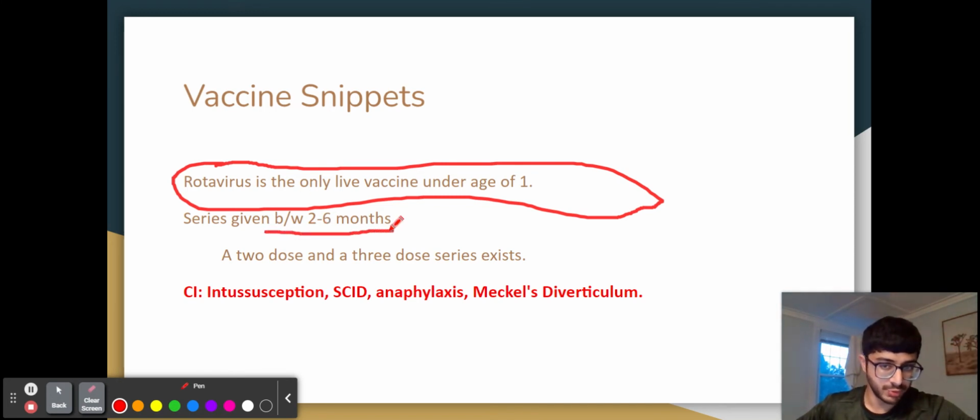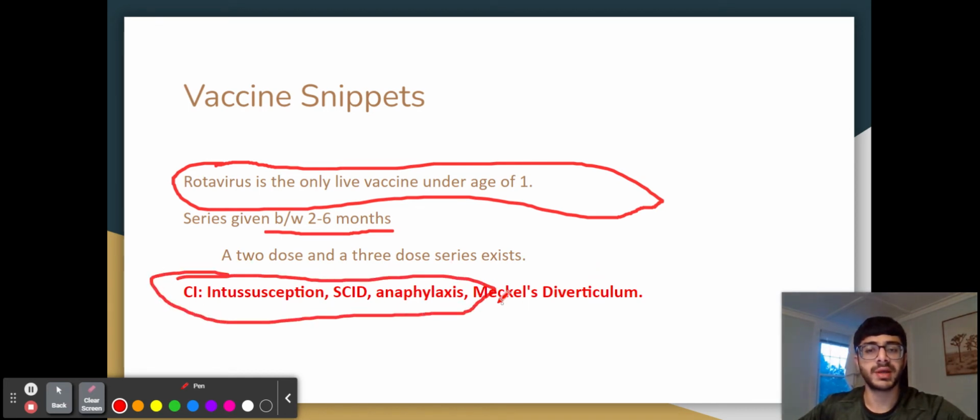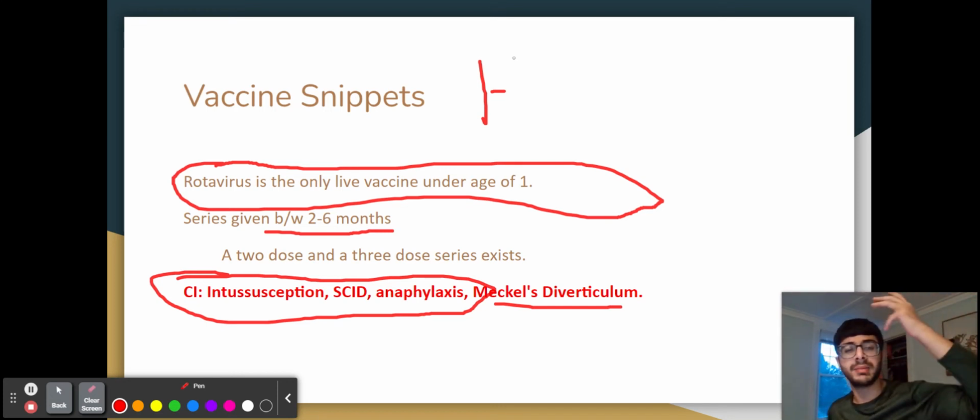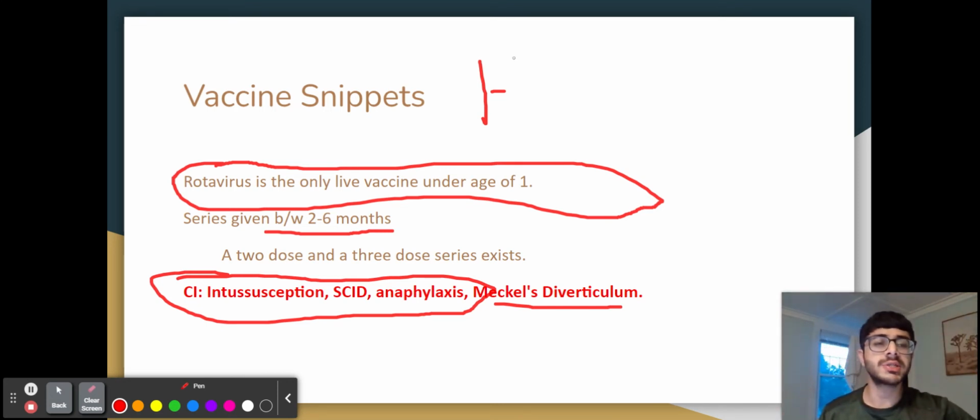We give a series between 2 to 6 months. There's a 2-dose and a 3-dose series. Remember, intussusception and SCID are contraindications, and anaphylaxis. People forget that Meckel's diverticulum is also a contraindication. What they'll give you is someone with a history of Henoch-Schönlein purpura with intussusception, at the age of like 4, or complicated Henoch-Schönlein purpura for which he needed a barium enema. Just understand that means intussusception, and that's a contraindication. And a known Meckel's diverticulum is a contraindication. So just remember that.